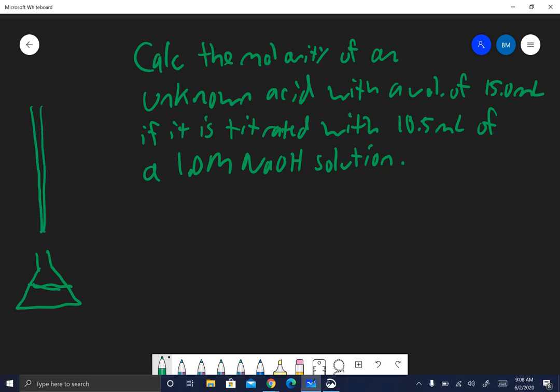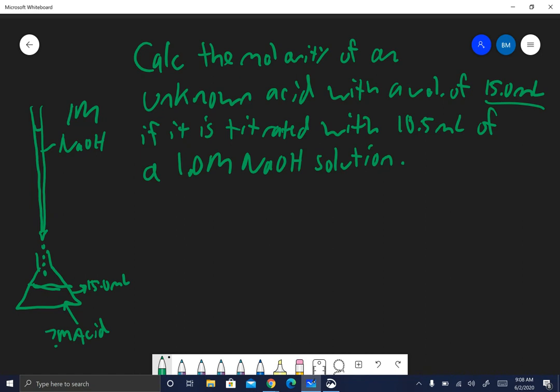All right, put the base in there. Remember, up here that's my NaOH, 1 molar. Down here I have my unknown acid. I don't know the molarity, but I do know it's 15.0 milliliters. So I have the volume of the acid.